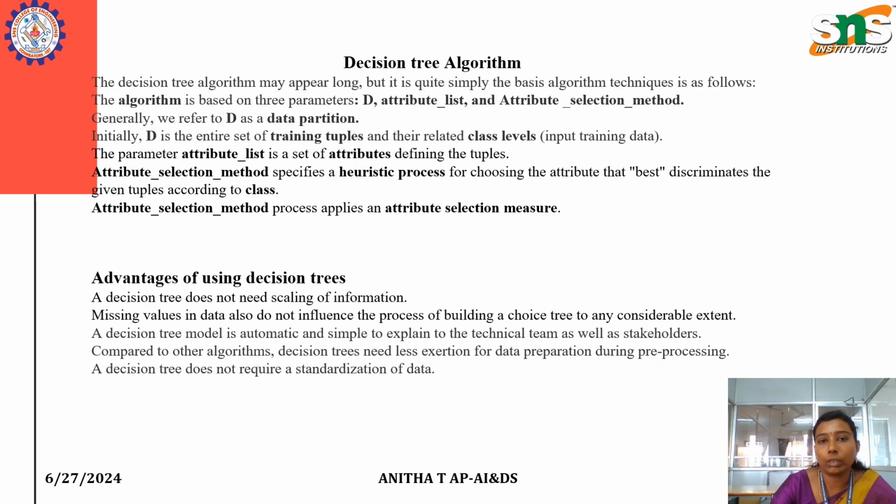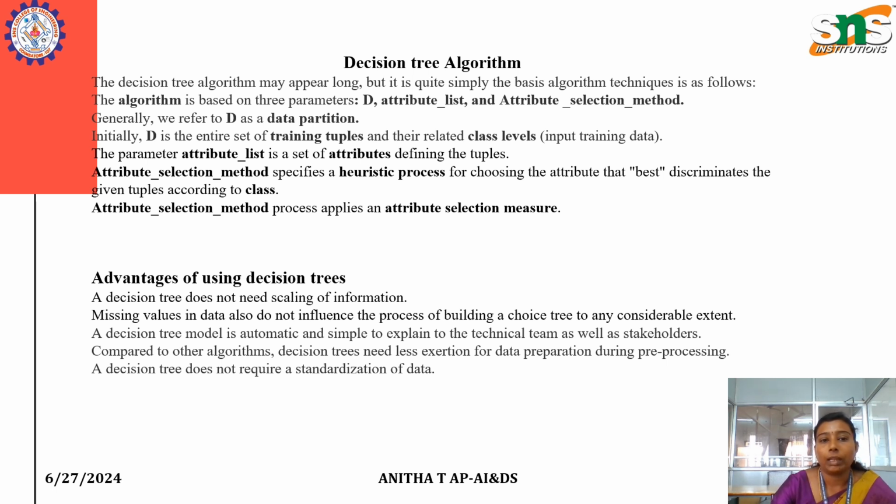Next, how does the decision tree algorithm work? It may appear long, but it's quite simple. The basic algorithm is as follows. There are three parameters: data partition D, attribute list, and attribute selection method. D is the entire set of training tuples and class labels. The attribute list is a set of attributes defining the tuples. And the attribute selection method specifies a heuristic process for choosing the attribute that best discriminates the given tuples according to class.